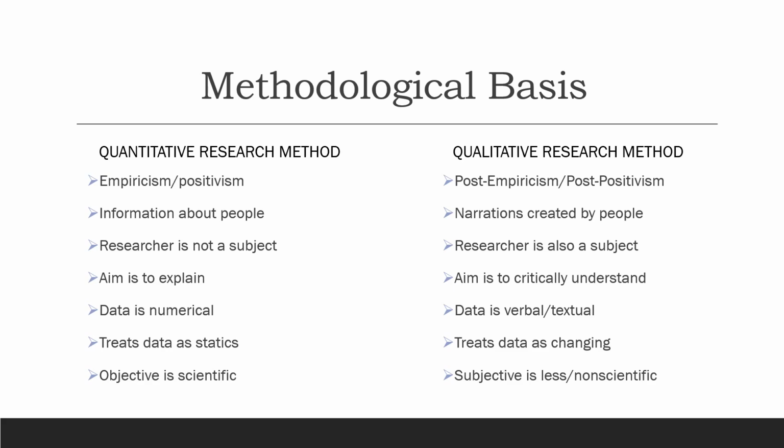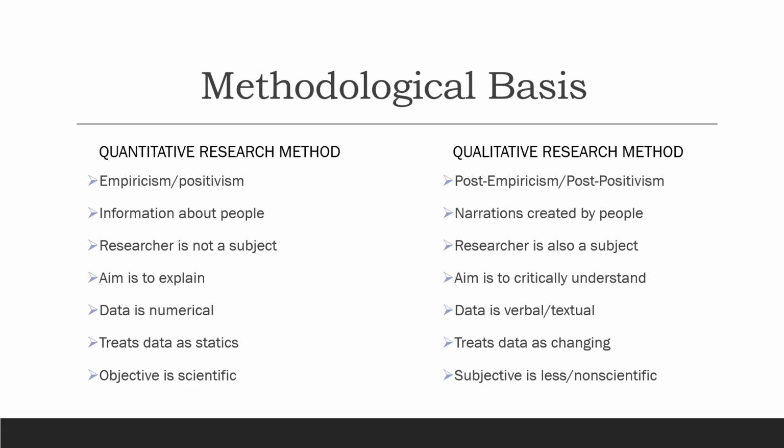In the quantitative research method, data is numerical and can be analyzed by running computer programs, whereas in the qualitative research method, data is verbal or textual and difficult to analyze by running computer programs. The quantitative research method treats data as static, whereas the qualitative research method treats data as changing. The objective of the quantitative research method is scientific, whereas the subjective is less or non-scientific in the qualitative research method.